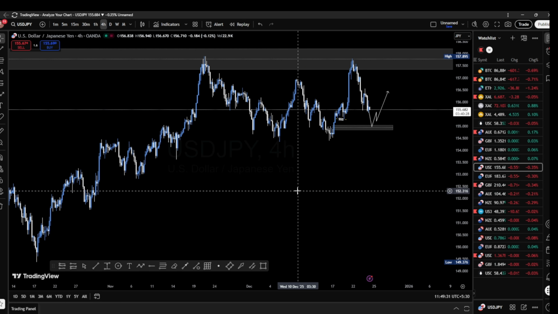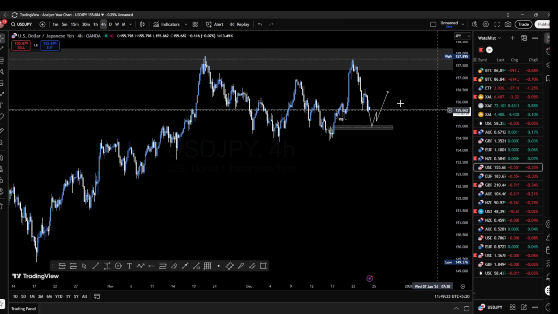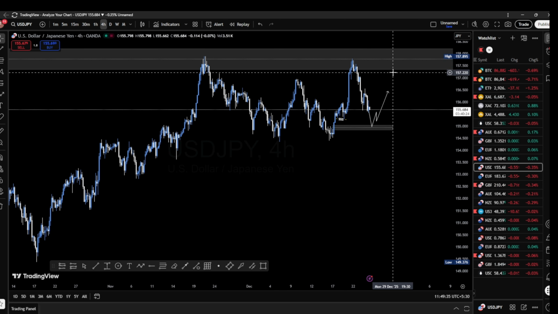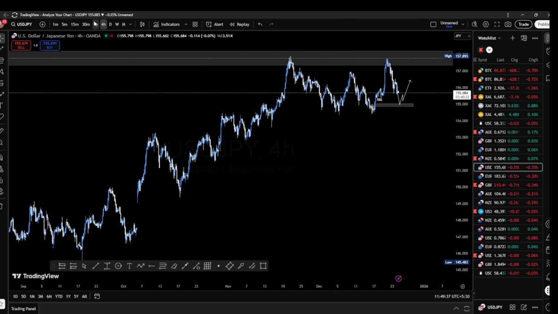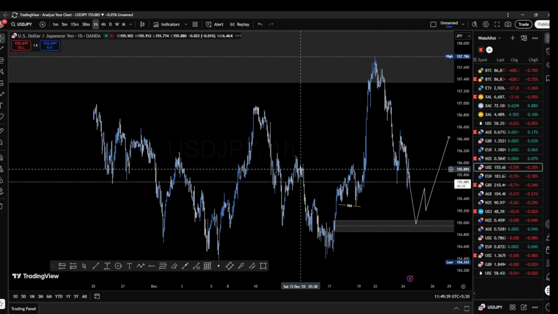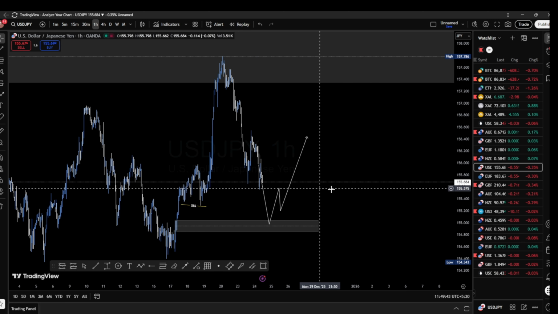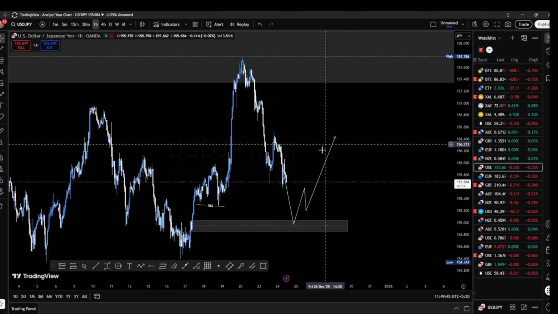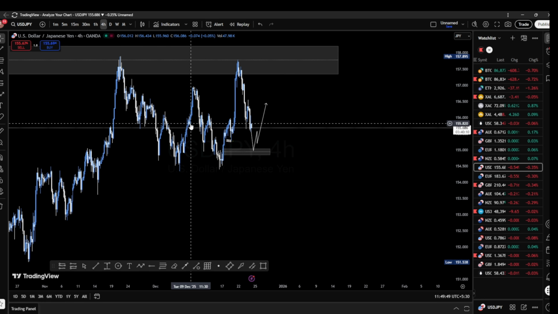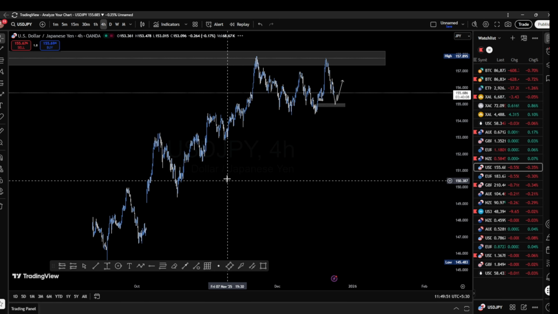And then you can plan for downside also. This is my plan for USA. USA is actually trying to go down also, but not confirmed yet.